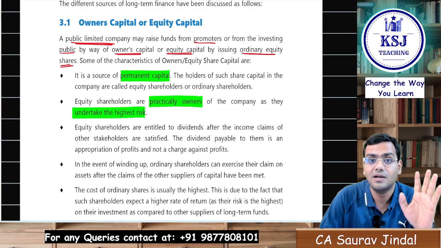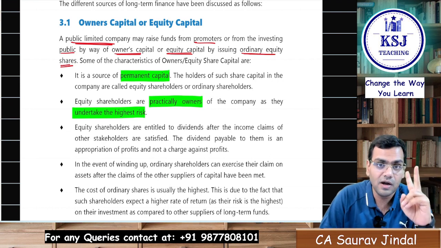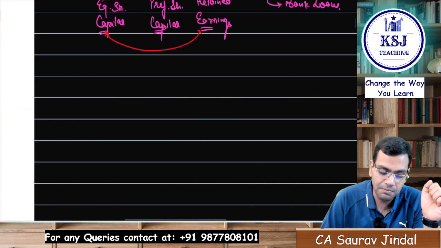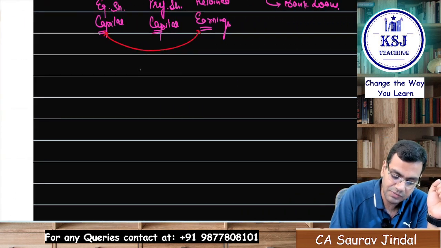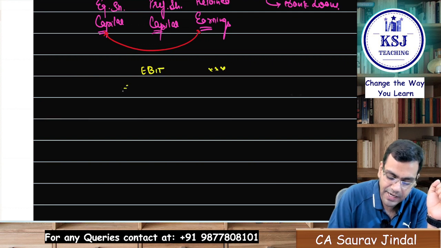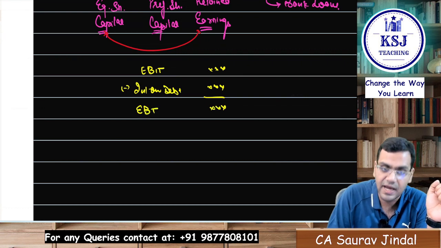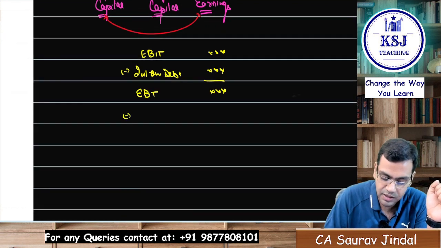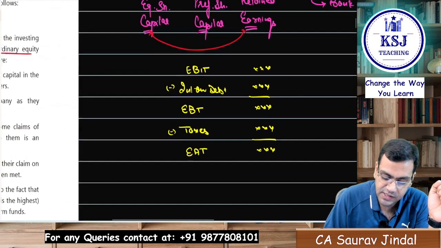Why are they undertaking the highest risk? For two major reasons. If you remember the income statement, it says EBIT minus interest on debt, right? After that what you have is the EBT. From EBT you pay taxes, and after taxes what is left is earnings after taxes, right? From this earnings after taxes, what are you going to pay?